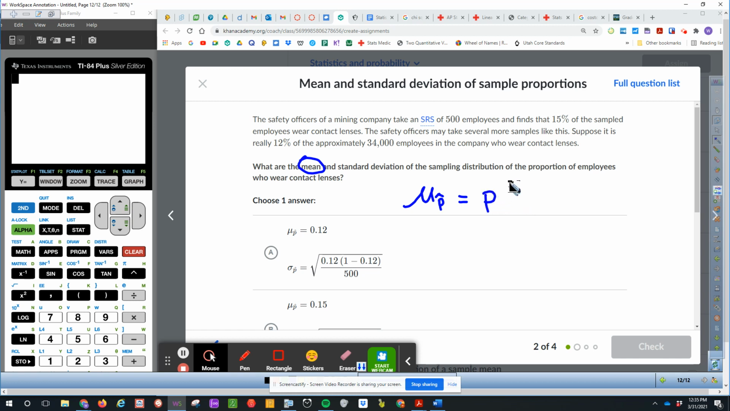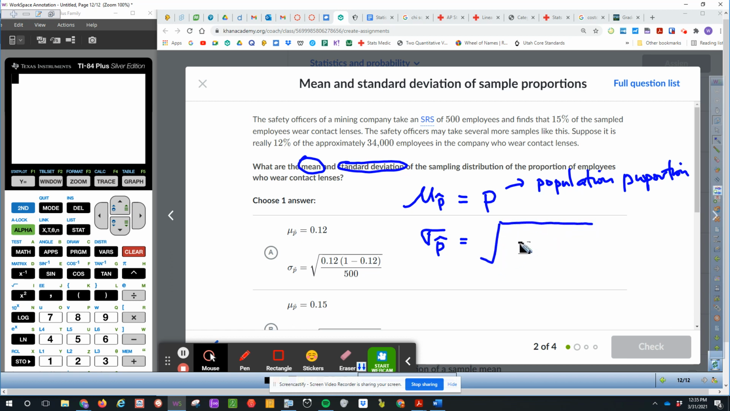And what does P mean? This is your population proportion. And then the standard deviation has a symbol like this, sigma, and it also has the subscript p hat next to it. And that has a formula of the square root of P times 1 minus P, divided by n. So these are the two formulas you need to know.